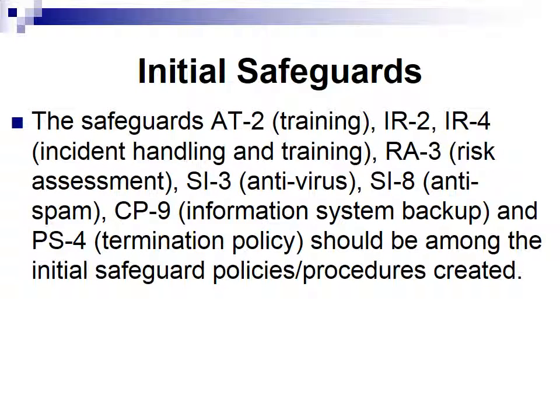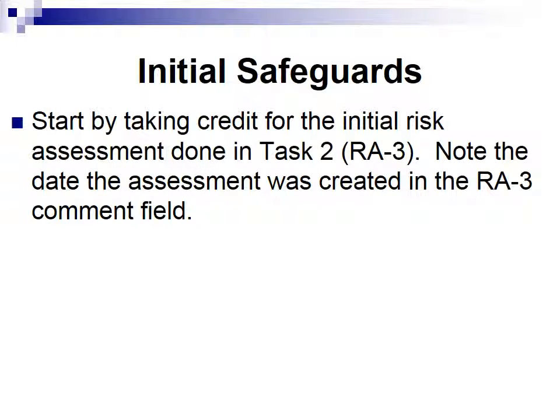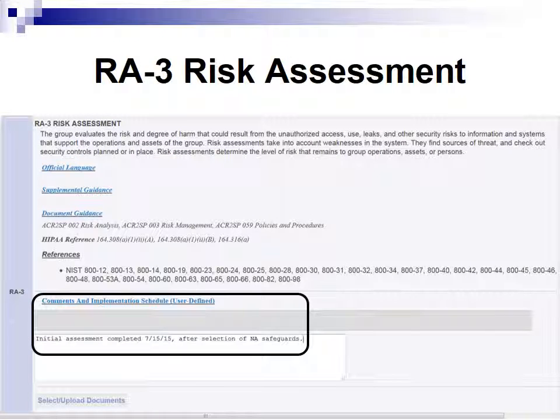The most efficient path to initial compliance involves creation of key safeguards. Some of these safeguards will already be in place and require only documentation. Begin by taking credit for the previous Task 2 risk assessment and setting RA3 to Yes. Note the date of initial risk assessment creation in the RA3 comment field. Additional guidance on using the risk assessment software is found in video 4 in this series.